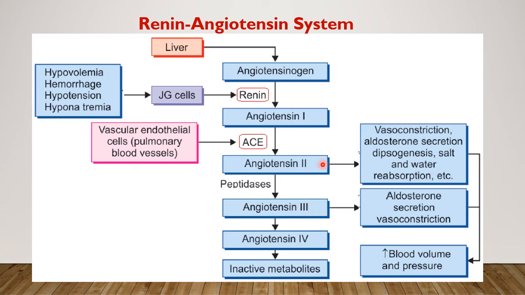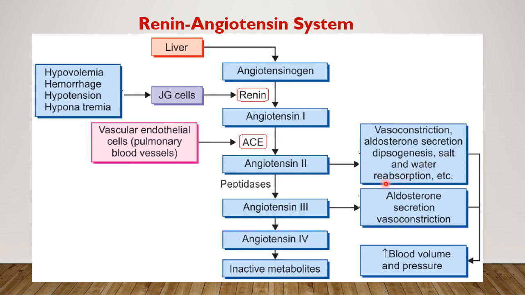So this angiotensin 2, as I told earlier, is a potent vasoconstrictor. It will also secrete the aldosterone from the adrenal cortex. Then it will increase the thirst, so it is having a dipsogenic activity. And in addition, the most important is that angiotensin 2 will increase the salt and water reabsorption from the kidney.